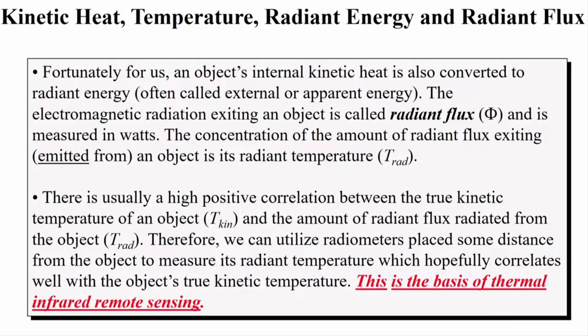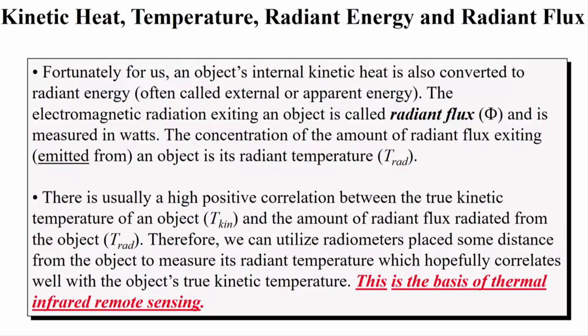The concentration of the amount of radiant flux exiting an object is its radiant temperature. So when we have the information of the kinetic temperature, then we can find out the information of the radiant temperature. They are related, or correlated, to each other, and in the next slides we are going to see what the relation is between kinetic temperature and radiant temperature, because generally we expect that when the internal, true, or kinetic temperature of an object is high, the radiant temperature will also be high.